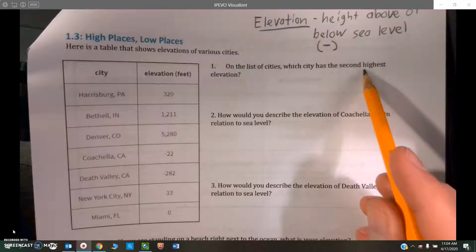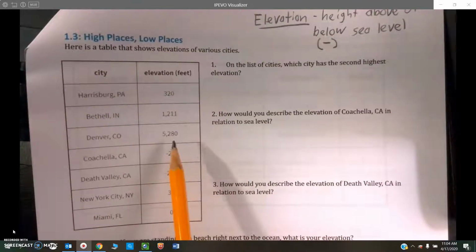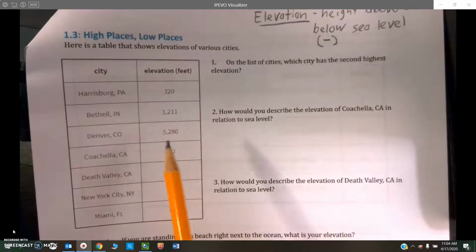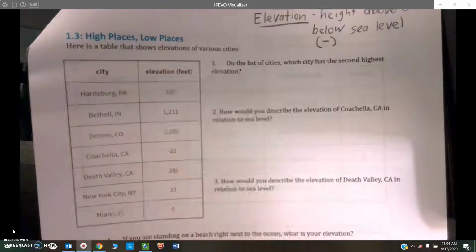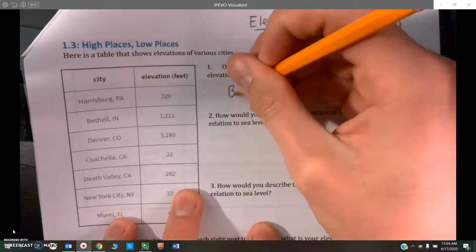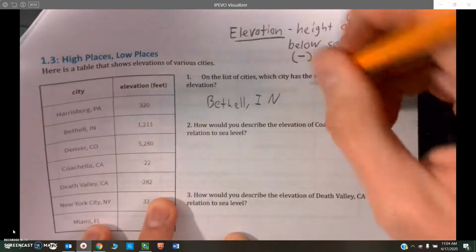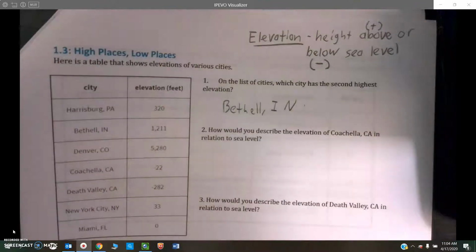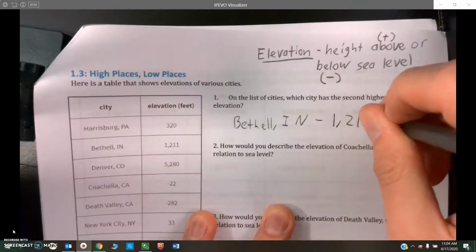So, high would be a positive number, a big number. I can see the biggest number by far is in Denver. Denver's got a lot of mountains, 5,280. And the second biggest would have to be Bethel, Indiana. And that has a height or elevation of 1,211. Looking at the table, we're talking about feet here.